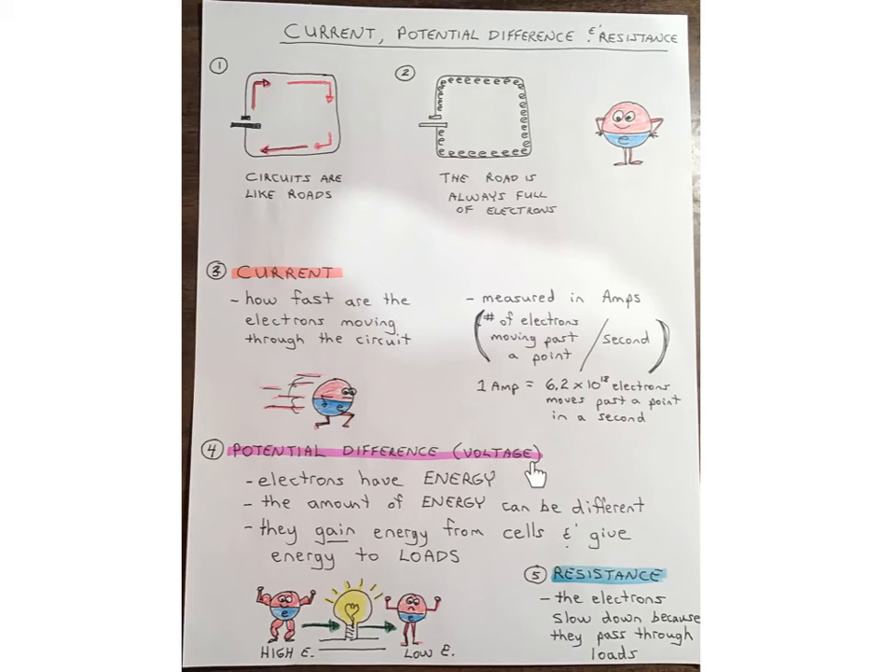Potential difference, we also call it voltage, is the amount of energy that the electron gives to the load. Or the difference between how much energy it had before it went into the load and how much it has after. Here, lots of energy, less energy. What that potential difference is, and what your voltmeter measures, is how much energy it gave to the light bulb.